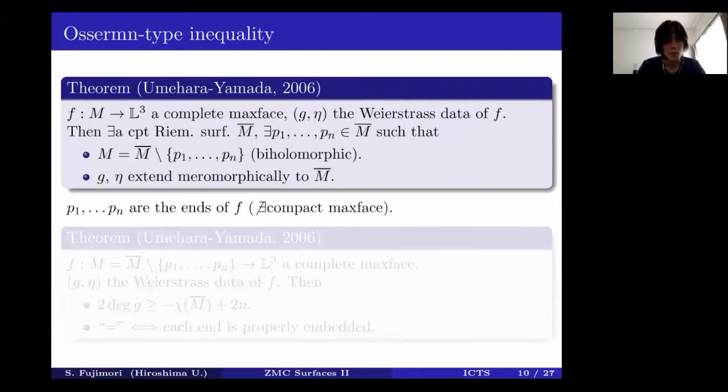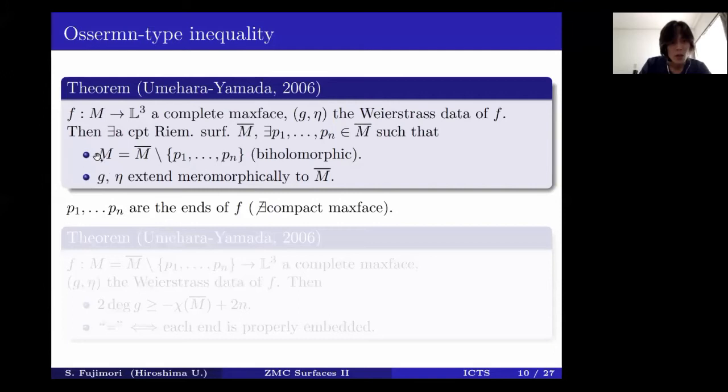Okay, for this complete maxface situation, Umehara and Yamada obtained some global properties of maxfaces. Let F be a complete maxface and G and eta the Weierstrass data of F. Then there exists a compact Riemann surface M bar with finitely many points in M bar such that M is biholomorphic to M bar minus these points. And also G and eta, which are defined only on M, extend meromorphically to M bar.